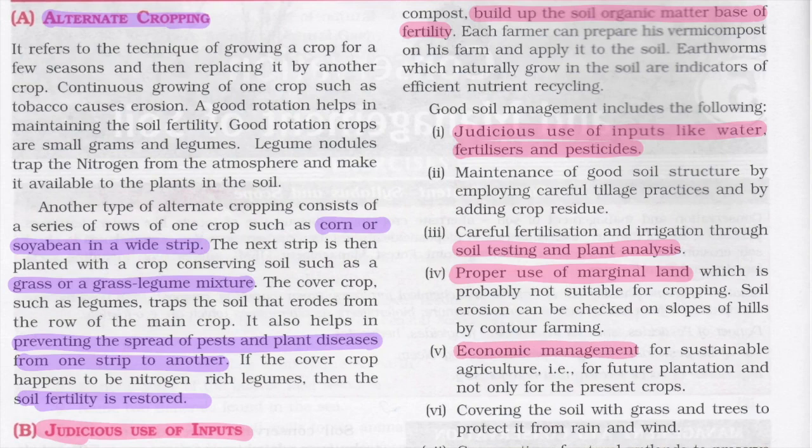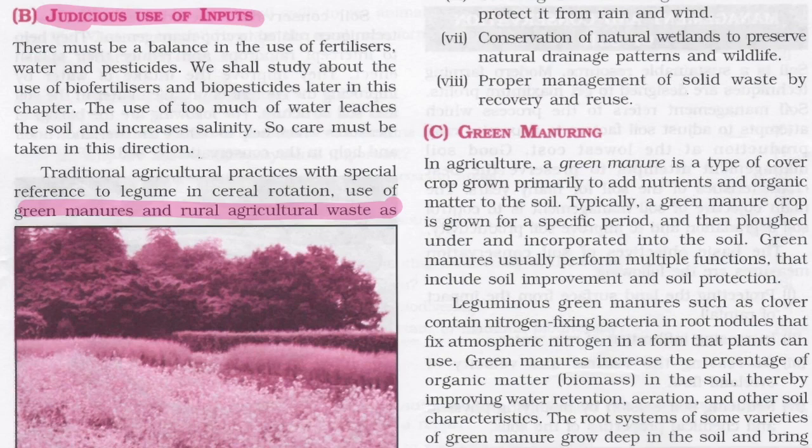Economic management for sustainable agriculture, that is, for present crops as well as future plantations. Covering the soil with grass and trees to protect it from rain and wind. Conservation of natural wetlands to preserve natural drainage patterns as well as wildlife. Proper management of solid waste by recovery and reuse.